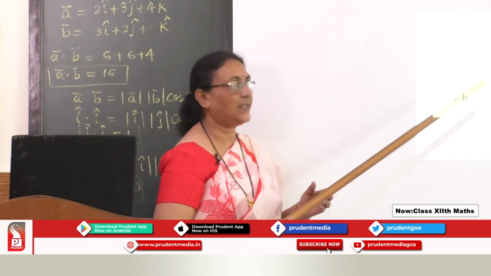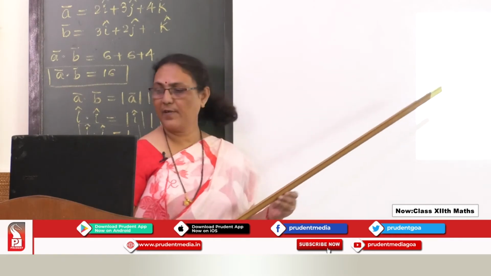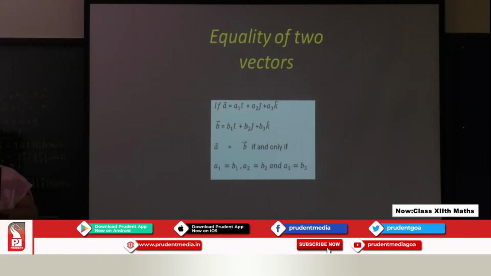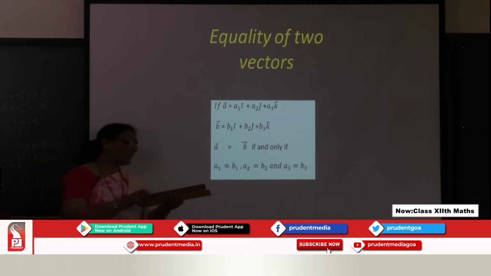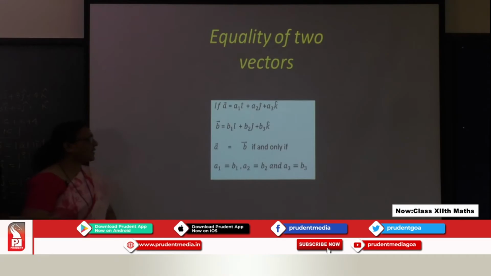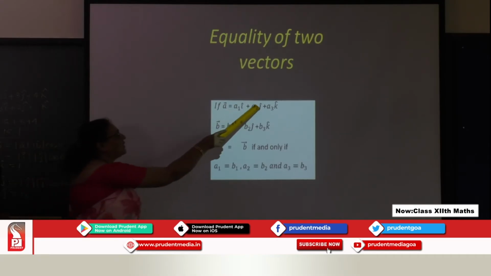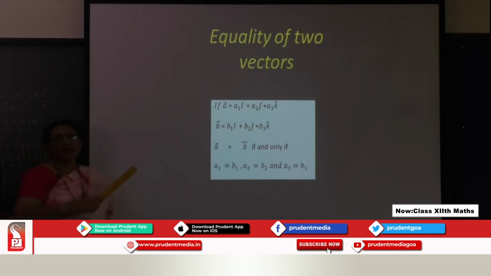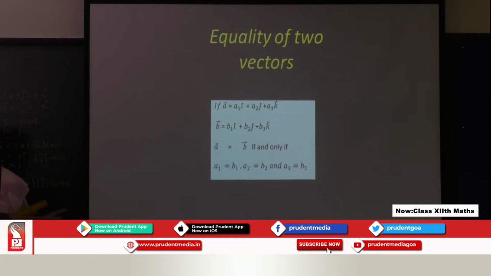Now this is represented in mathematical form. Otherwise, I had explained earlier when two vectors are said to be equal: when they have the same magnitude and the same direction. Now in the mathematical way, if these two are equal, these two are equal, and these two are equal, then the two vectors are said to be equal.